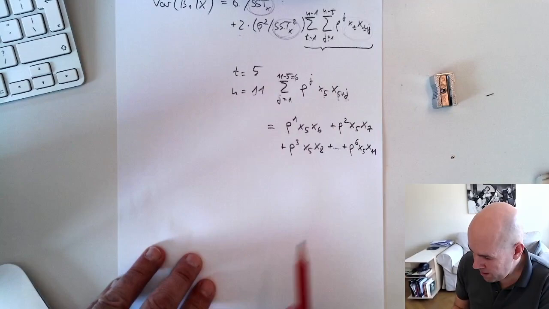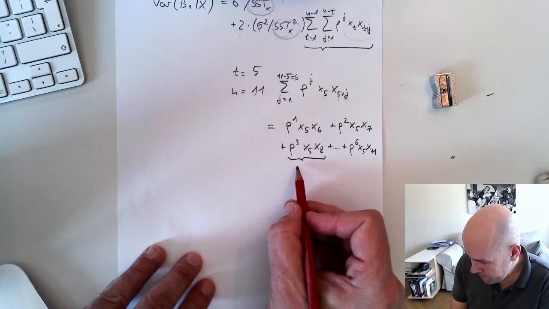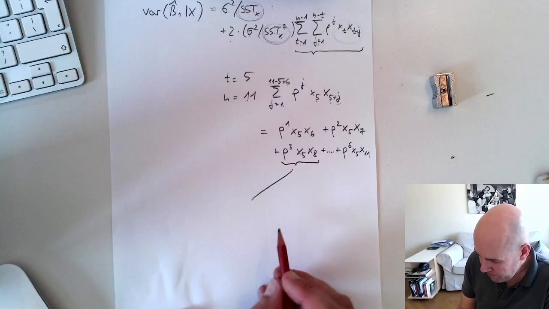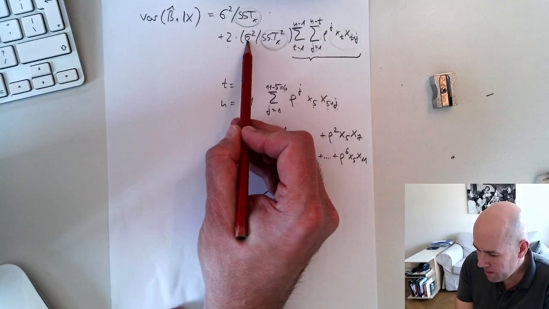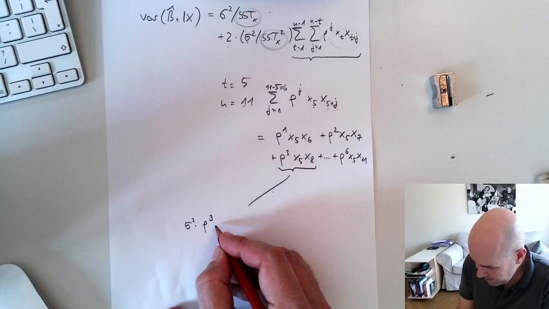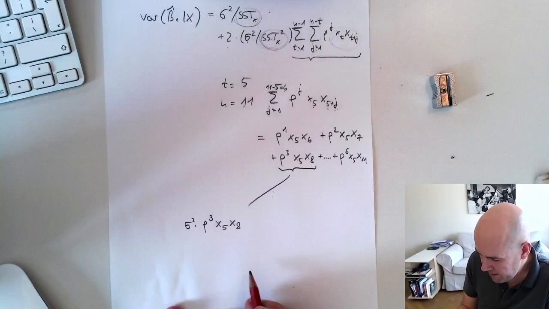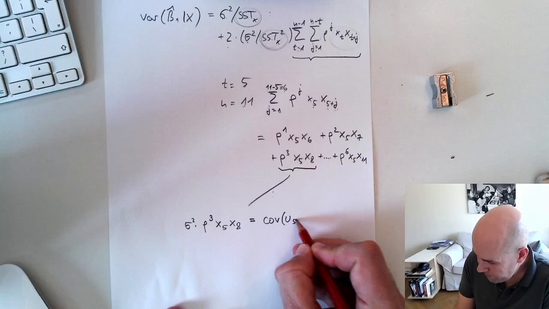Now, what is this doing now? When you look at, for instance, this one here, from 5 to 8. What is this actually capturing? Well, this is multiplied by sigma square up here. Okay? So sigma square times rho 3 x 5 x 8 turns out to be equal to the covariance between u 5 and u 8.